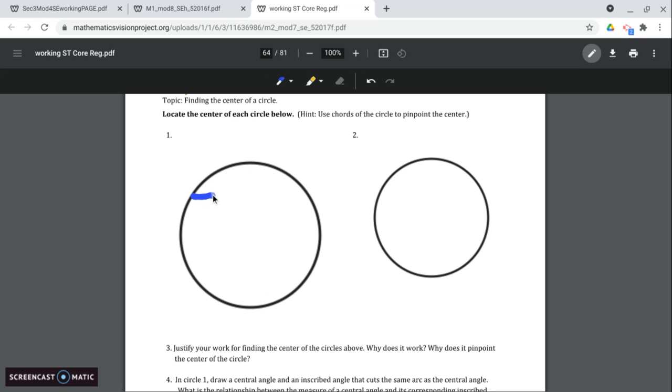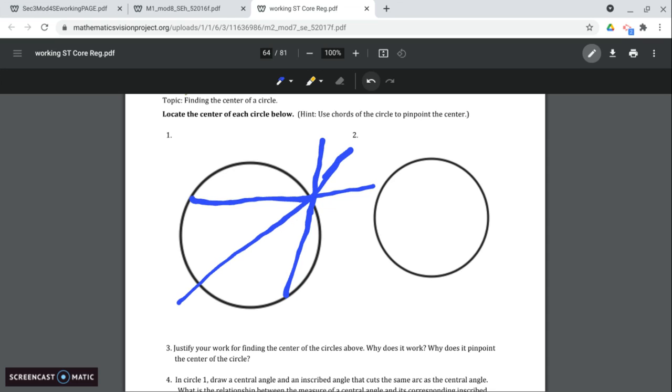So if we draw a chord, my goodness, my line is not straight. We draw a chord here, and let's say we have another one that's here. We can extend these lines out. We bisect, find the perpendicular bisector of this and the perpendicular bisector of this. And so our point is right there in the center. So there is our center.